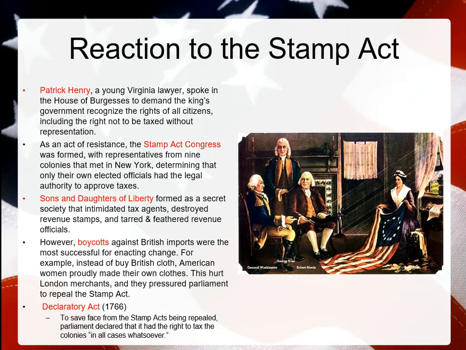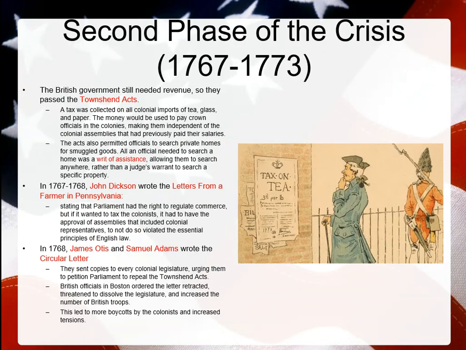Parliament's going to declare, well, we still have the right to tax you because we're the mother country, and so there. So the Declaratory Act is basically, okay, we'll take away the Stamp Act, but we will tax you if we want to, jerks. So the British government still needed revenue, so they passed the Townshend Acts now. So now we have a whole other set of taxes. So we have taxes from the colonial imports of like tea, glass, paper. The money would be used to pay the crown officials in the colony, make them independent of the colonial assemblies that had previously paid their salaries.